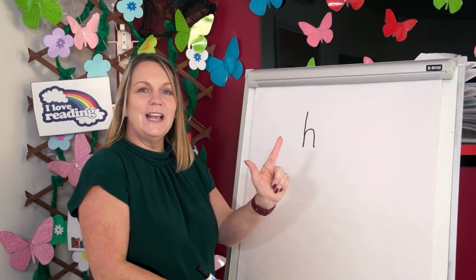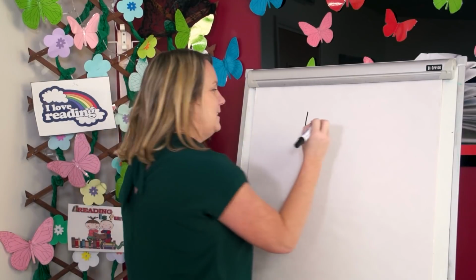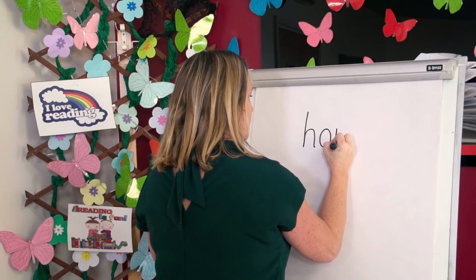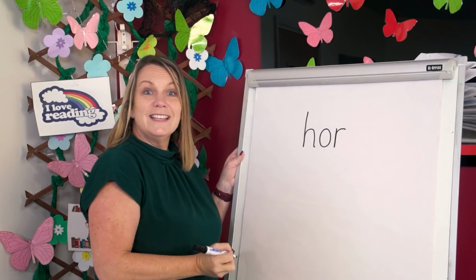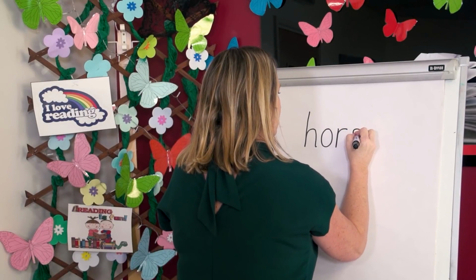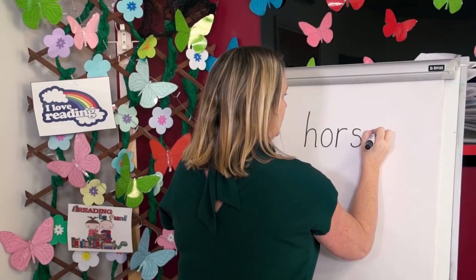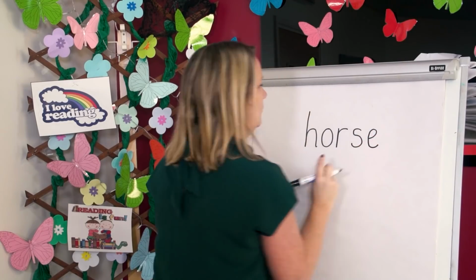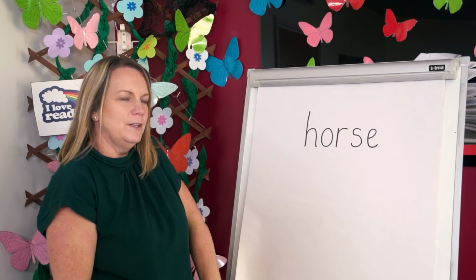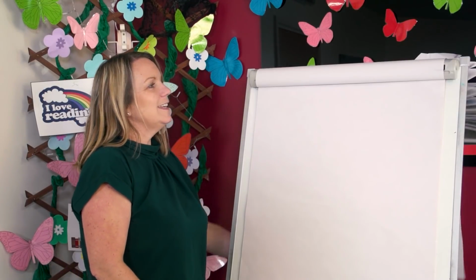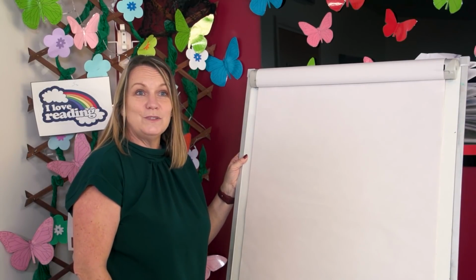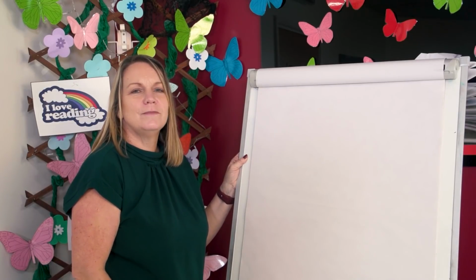Or is a digraph. Two letters, one sound. So I need to write two letters. S is a digraph too. So I need to write two letters for that. Horse. Now let's hide the word. Now you have a go. Say the word. Say the sounds. Write them down.